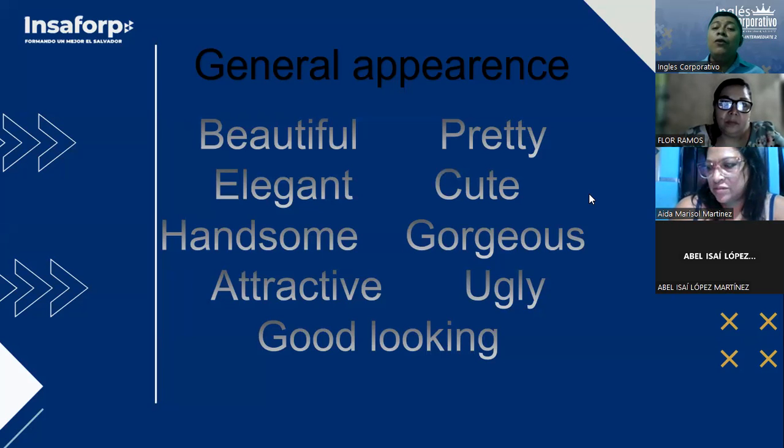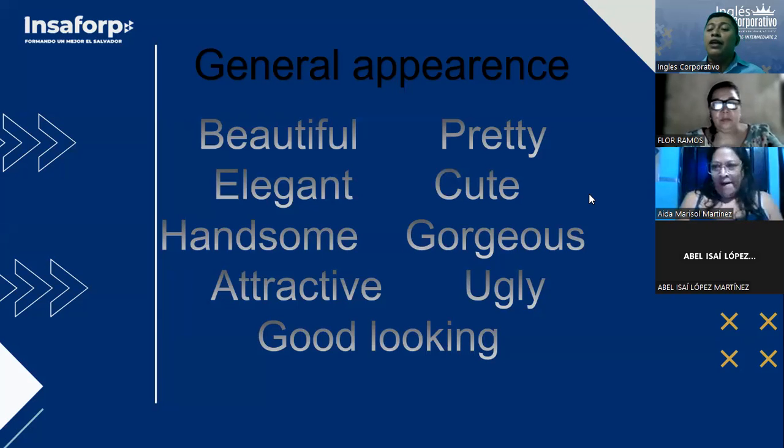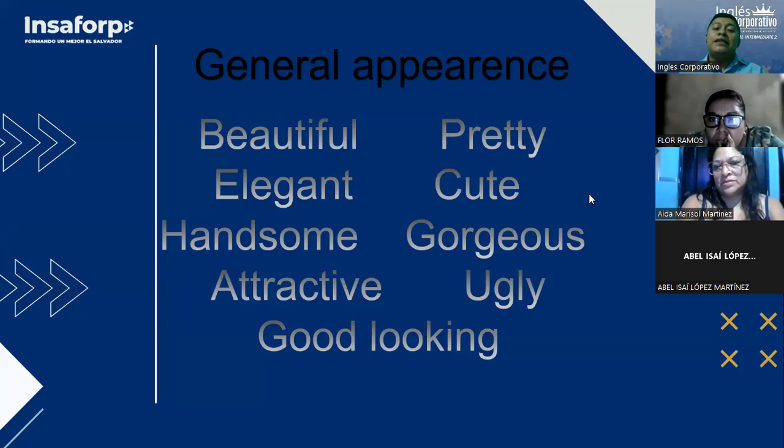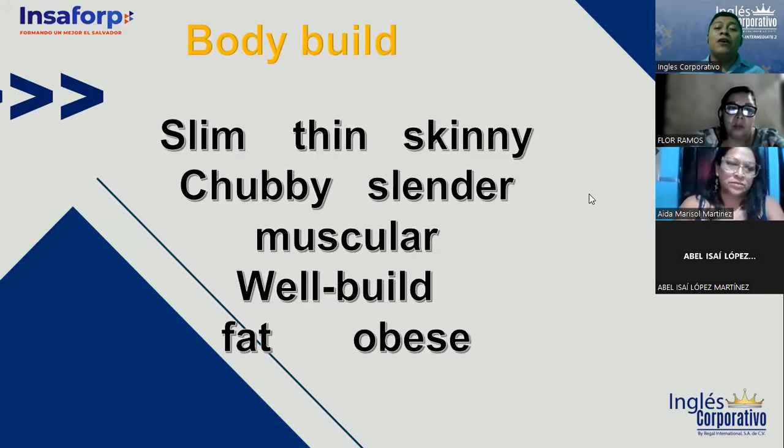So again, we have beautiful, pretty, elegant, cute, handsome, gorgeous, attractive, ugly, and good looking for physical or general appearance. When you just look at somebody and you say, wow, she's pretty. Wow, he is attractive. Wow, he's handsome. Right? She is elegant. He's elegant. So he is very good looking. That is general appearance. Then we use body build.